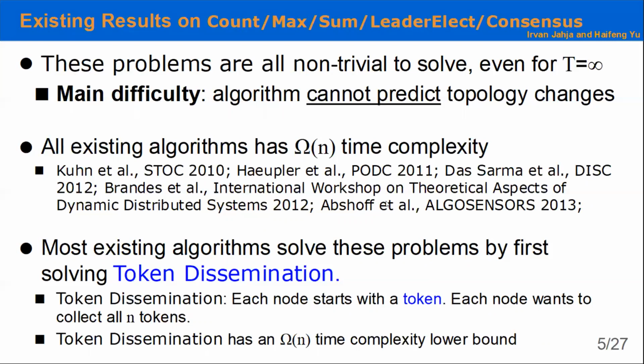On the other hand, token dissemination incurs at least Ω(n) time complexity. This is because a node needs to collect n tokens, and so if the node has a constant degree, then it must take Ω(n) rounds to do so. In turn, all these algorithms take Ω(n) time complexity to solve count, max, sum, and so on. There are also a few algorithms in the literature for solving count without using token dissemination, but they also incur at least Ω(n) time complexity.